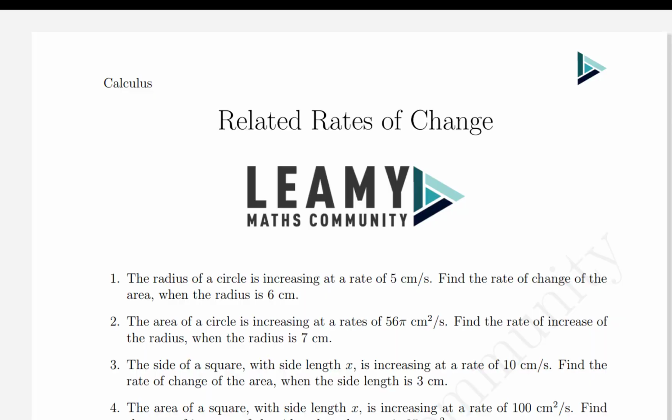Okay, let's take a look at related rates of change. This is another topic in calculus, and our labeling is going to be very important in this topic. A lot of this is based on the chain rule, right? So here are some instances of the chain rule that we're going to use a lot.